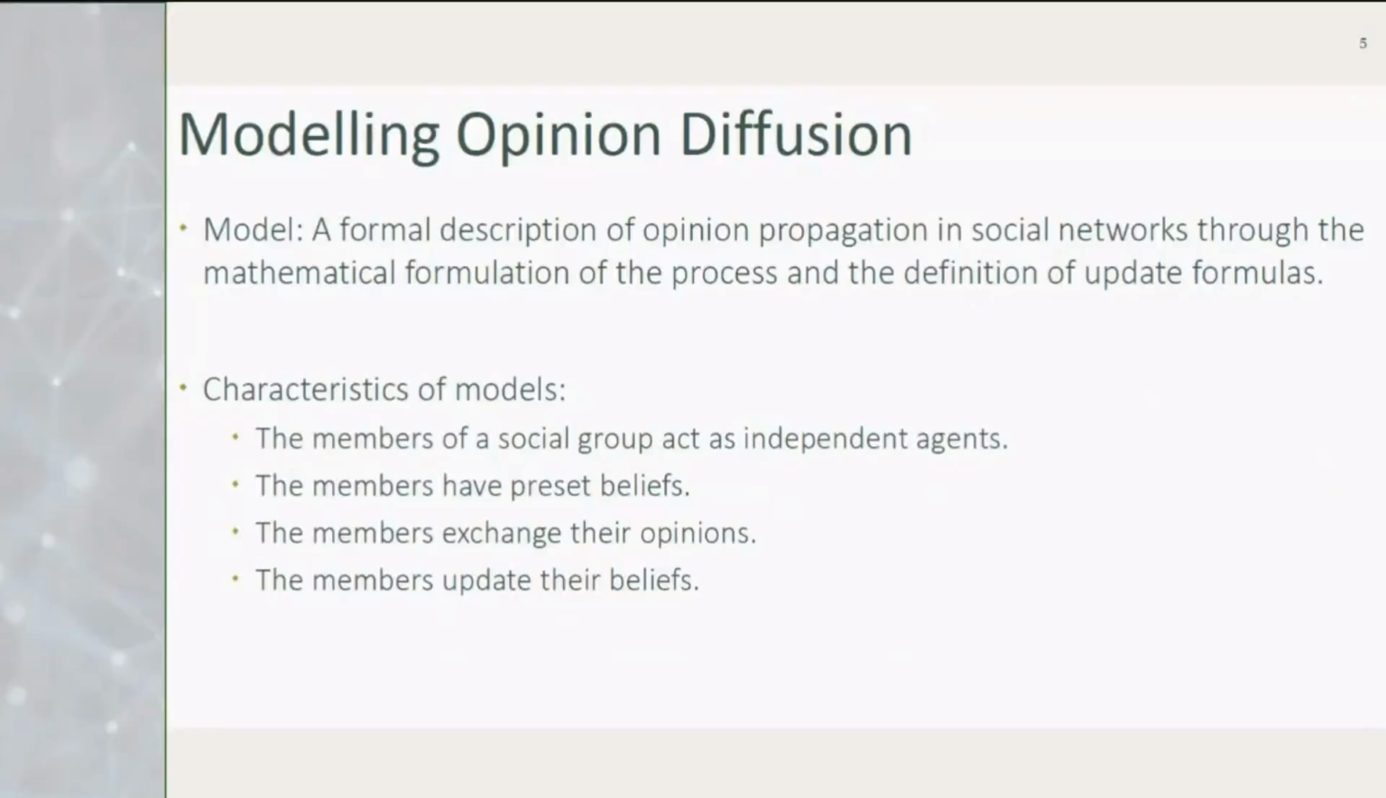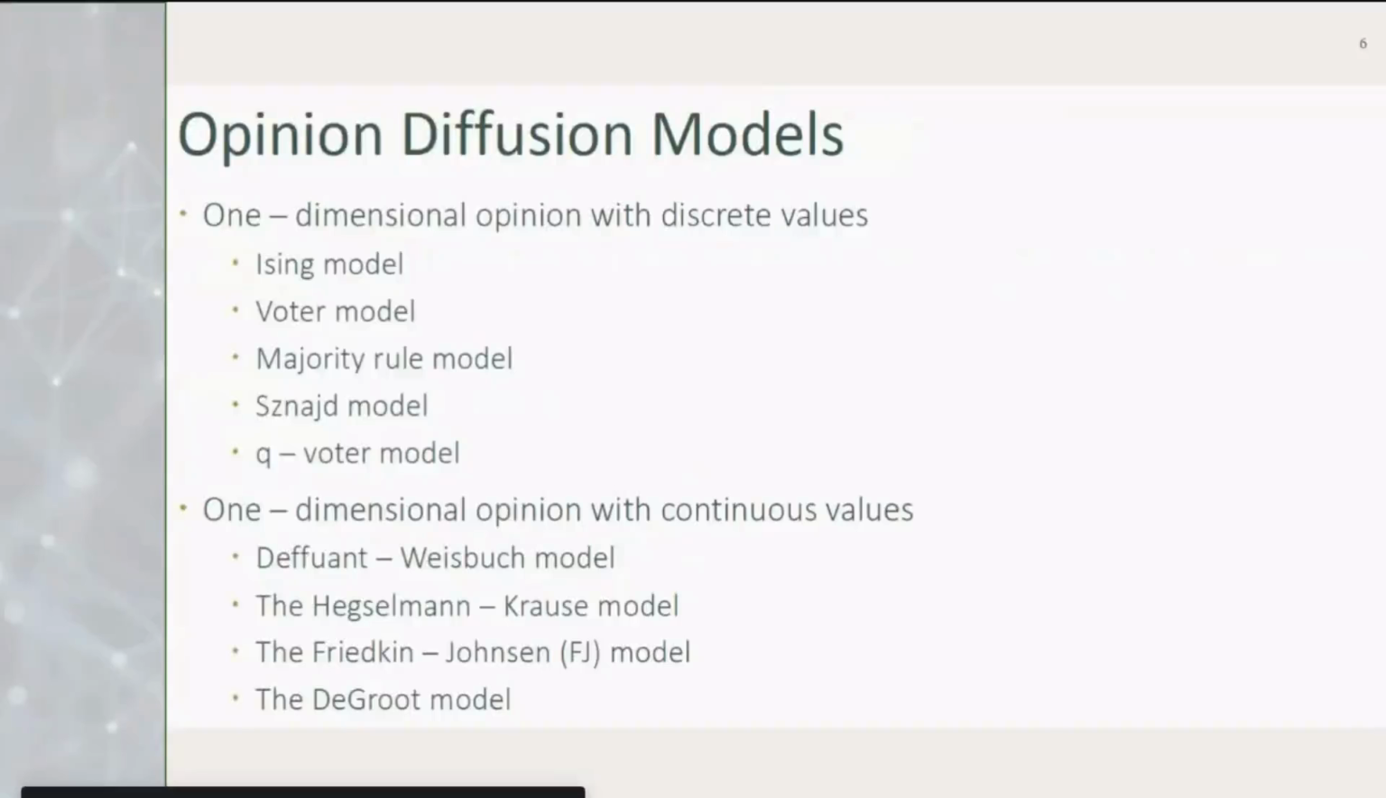Then the social process of interaction begins, and each member of the social group exchanges its opinion with other members in the group, and as a result, they update their beliefs based on some update rule, some update function. There have been many models presented in the opinion diffusion field. In this slide, I present some of the most well-known models.